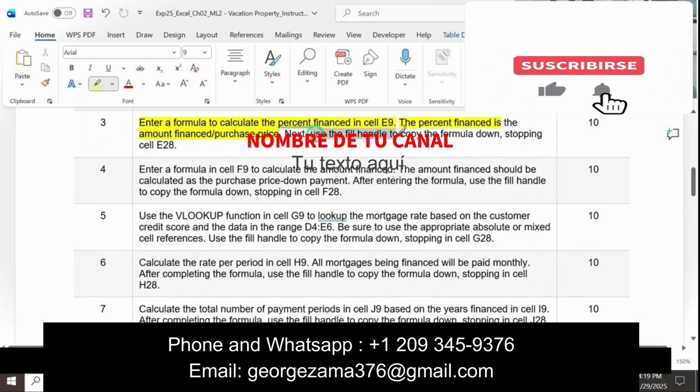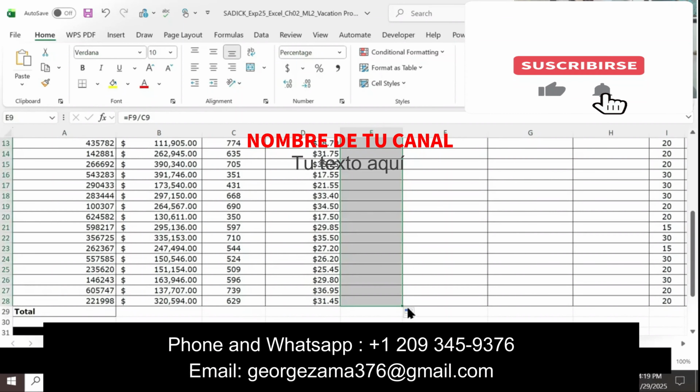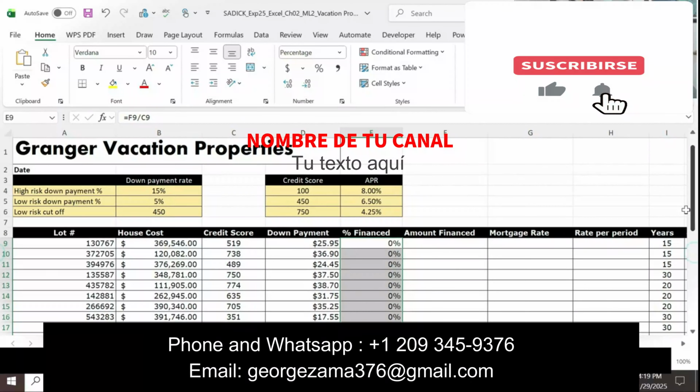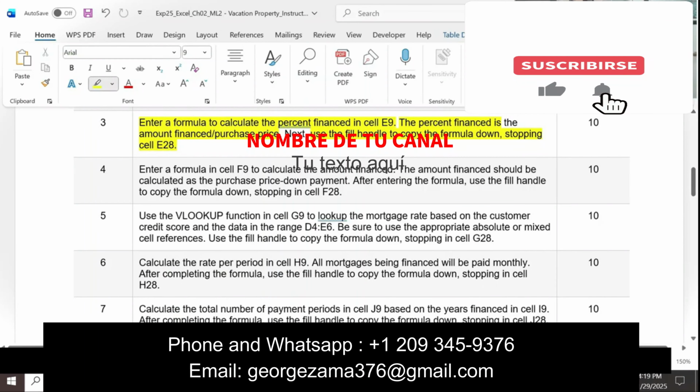Then use the fill handle to copy down, stopping at E28. Now we have to move down there. Fill without formatting. Now you may see that when we enter the values in amount finance, then our value will change. Yes, now you may see the value has changed. So later we will find amount finance. Then question number three is done, in which we have to enter formula to calculate percent finance in cell E9.